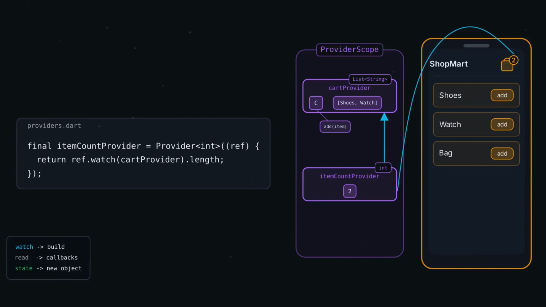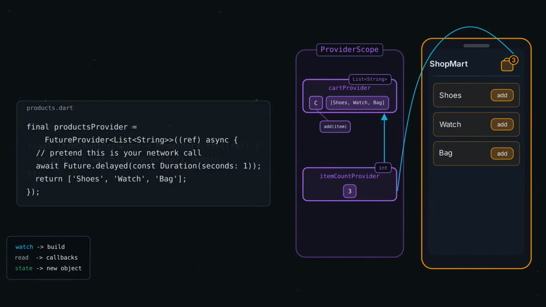Now follow one tap through the whole chain, slowly. Add is called. The cart assigns a new list. The count provider recomputes. 2 becomes 3. And the badge, which watches the count, rebuilds. You never wired any of that. You declared 3 facts. A cart exists, a count is the cart's length, a badge shows the count, and Riverpod keeps the chain true. This is the moment Riverpod stops being a place to put variables and becomes values that depend on values, kept in sync automatically.